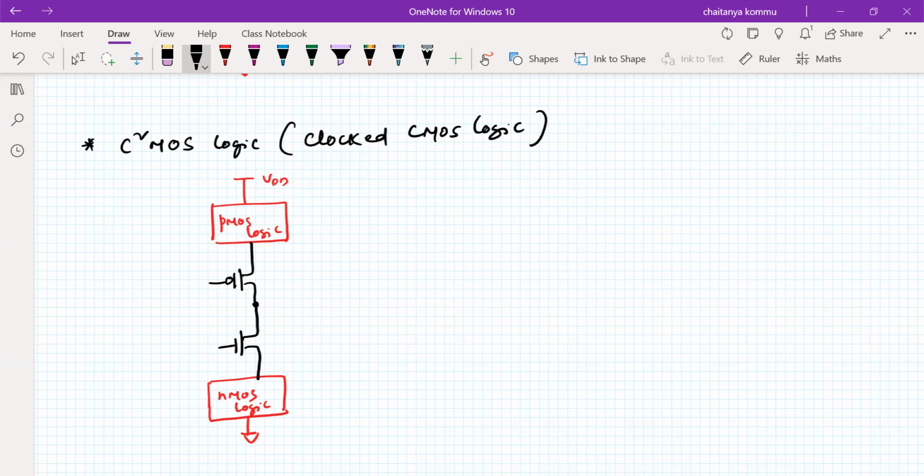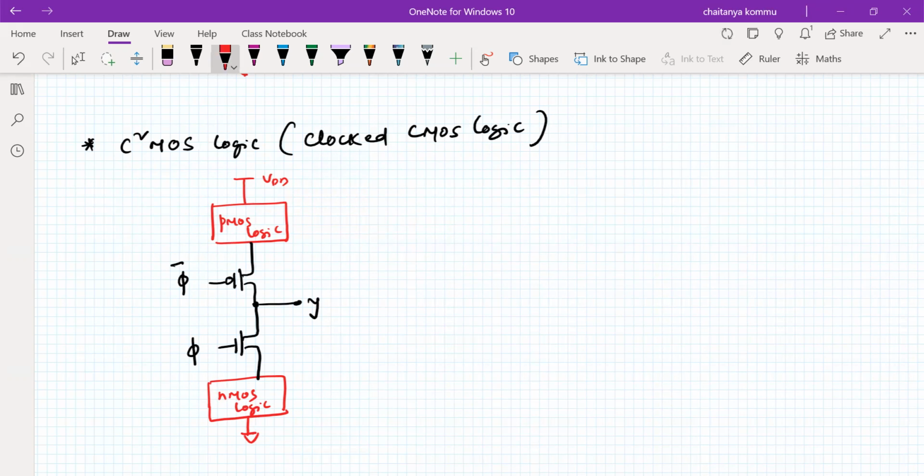So let me check. This is called clock bar and this is clock. This approach is called clocked CMOS. That means as many NMOS transistors as there are in the NMOS logic, that many PMOS transistors are required. If it is in series, then that is in parallel. But in the middle of this, we have to use this clock signal.